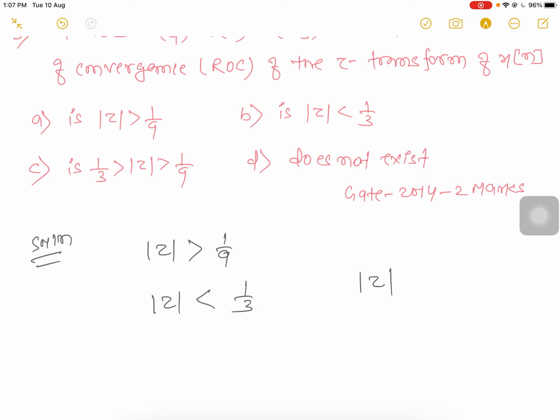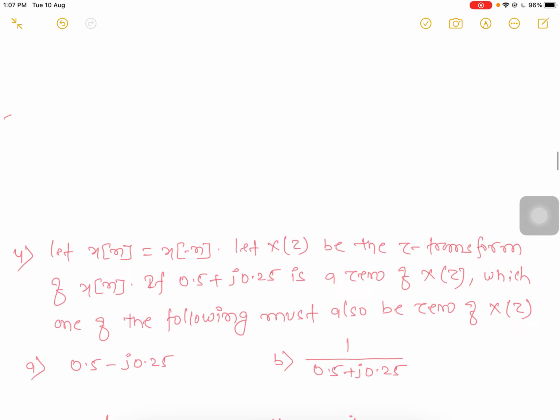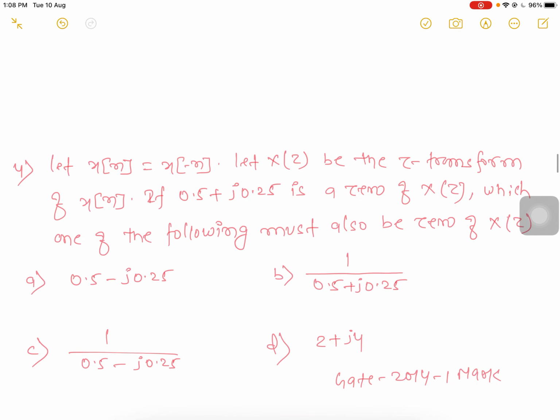So our answer will be, check it, mod z greater than 1/9 and less than 1/3. Yes, we can say mod z greater than 1/9, less than 1/3. So option C will be the right answer. You can check it. There is no effect of the negative sign here, because we are taking the mod.